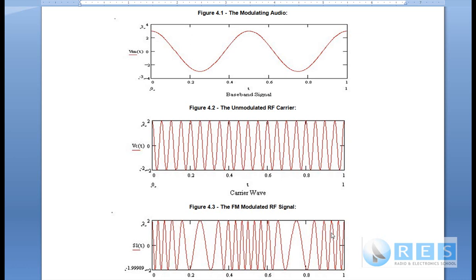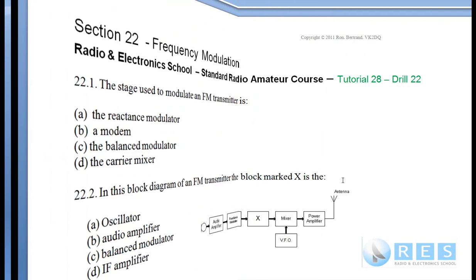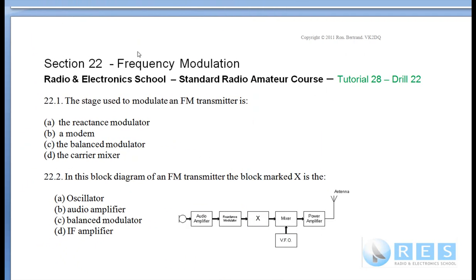And now we'll go through some trial questions. Let's have a look at some questions of the type that you may get. Not a lot of questions on FM, because you've really learnt a lot about receivers and transmitters when we've done double sideband and single sideband. Your drill for this tutorial is drill number 22.